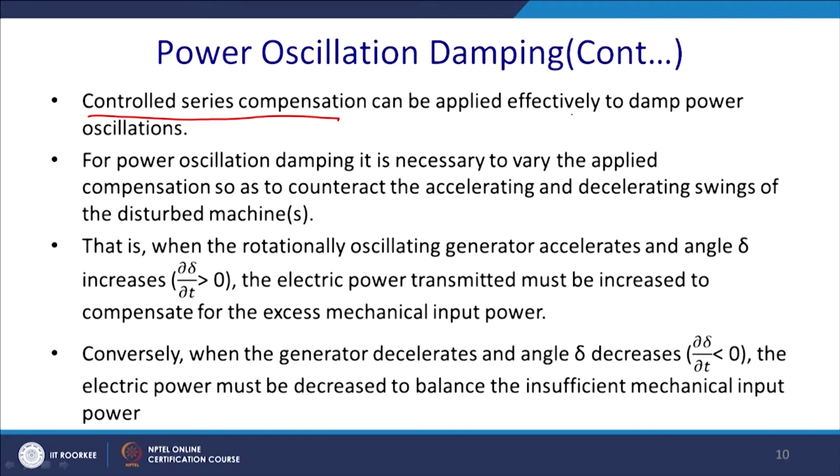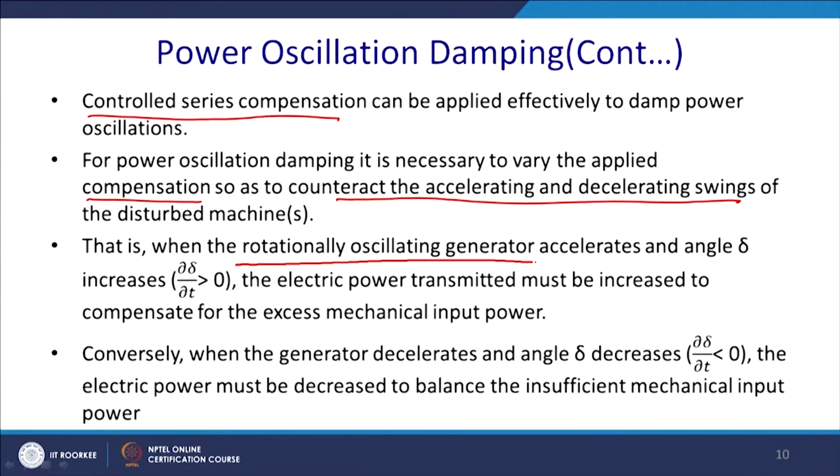For the power oscillation damping, it is necessary to vary the applied compensation so as to counteract the accelerating and decelerating swing of the disturbed system. The cause of this power oscillation is overthrow of a heavy load, or insertion of a heavy load in the power system, or overthrow of any generator due to loss of synchronization.